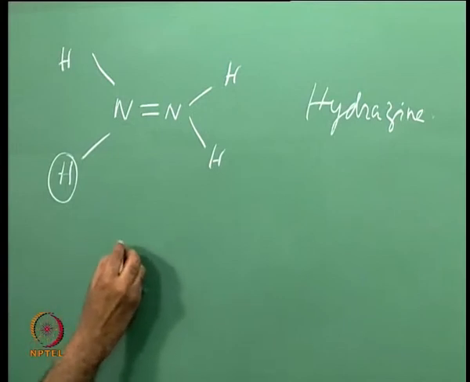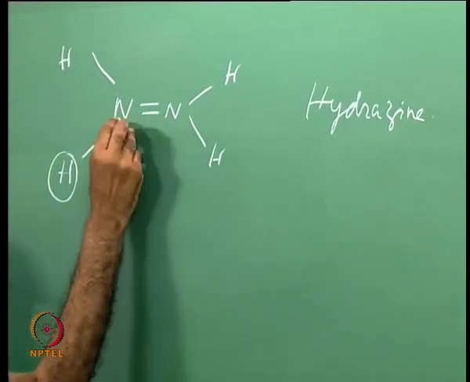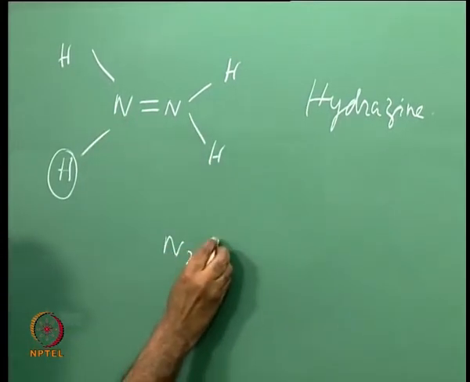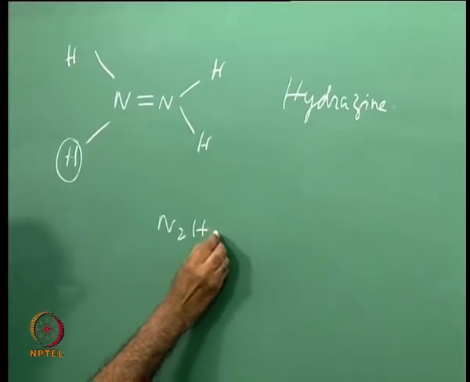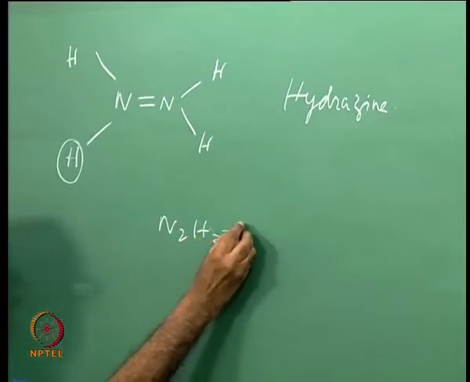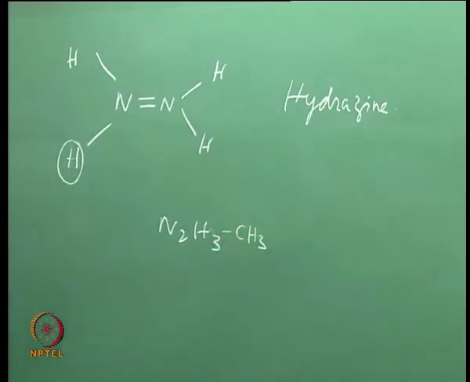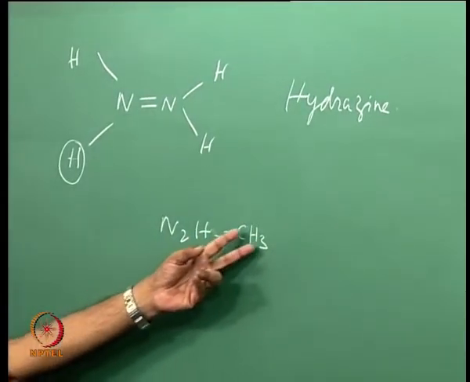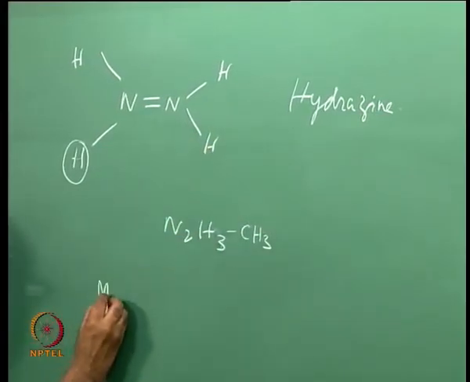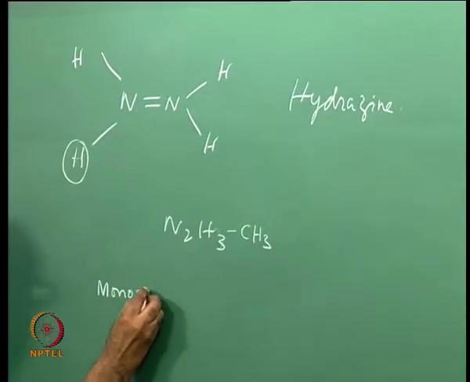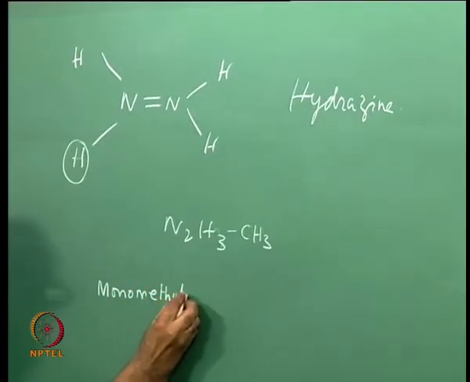In other words, to hydrazine, I write this as N2H4. I take one of the H out, I have H3 left, and I substitute it with CH3. In other words, I substitute one methyl radical into the hydrazine and I get what is known as monomethyl hydrazine.